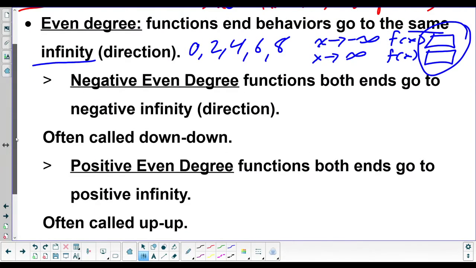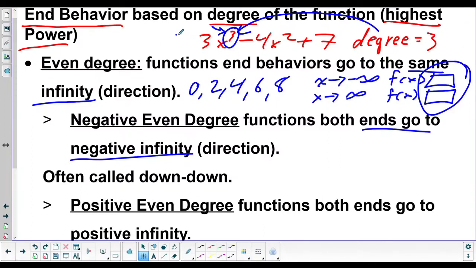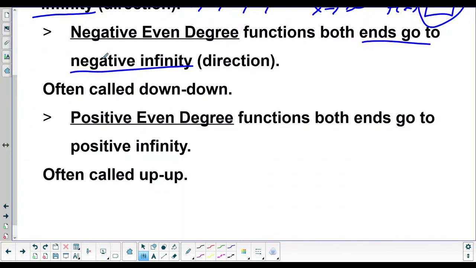Why did they do it this way? This is silly, you guys. If it has a negative even degree, then both ends are going to go to negative infinity. When they say a negative even degree, what they mean is the leading coefficient is negative. So first we're going to look at the exponent. If it's even, they're going to match. Then we will look at the leading coefficient and ask, is it positive or negative? That will tell us what direction our end behaviors go to. We don't need to read the rest of this.